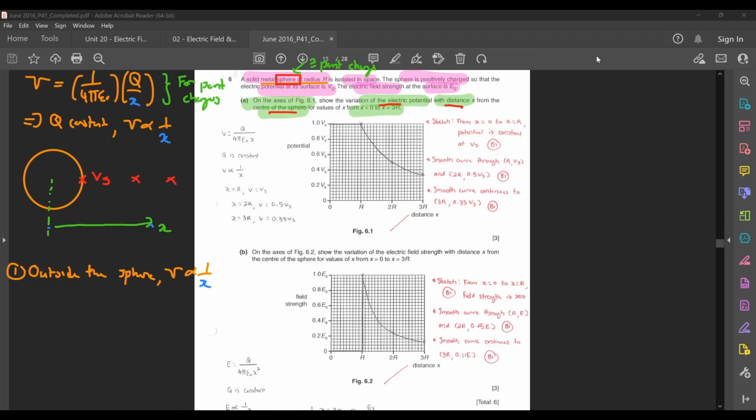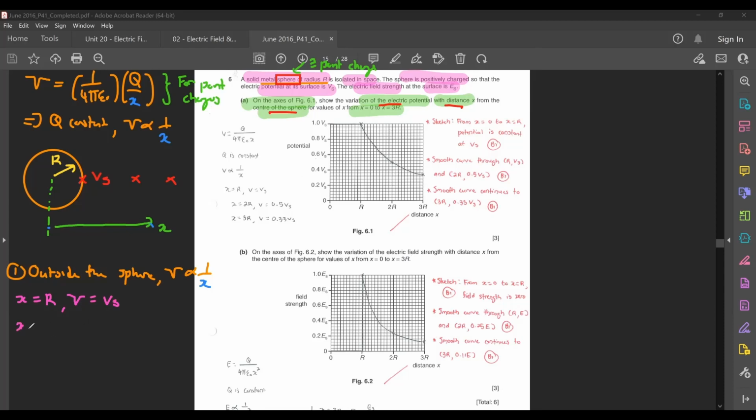Okay, so from here, what you want to do is this. You want to find out a few points of interest. When X was equal to R, the question mentioned to you that the radius of your sphere is big R. So when X is R, your potential is Vs.